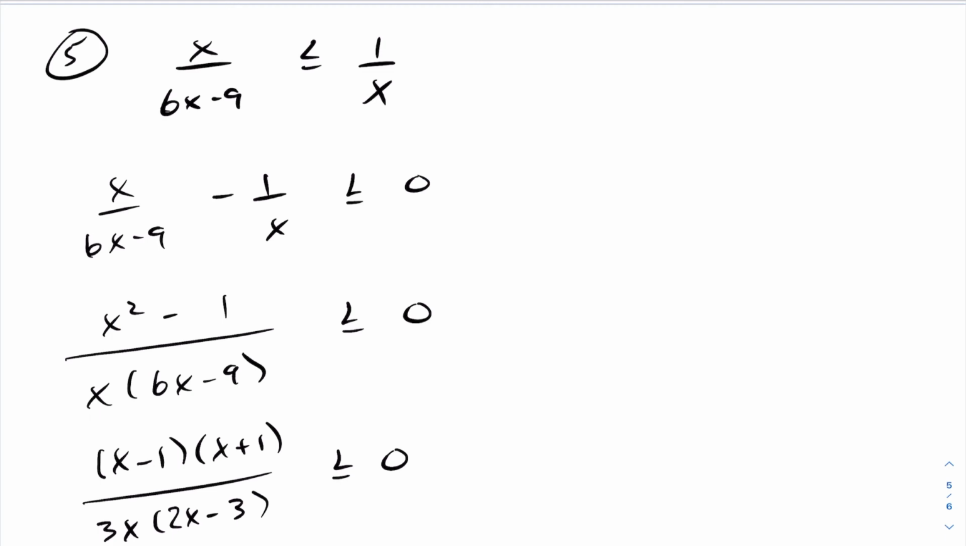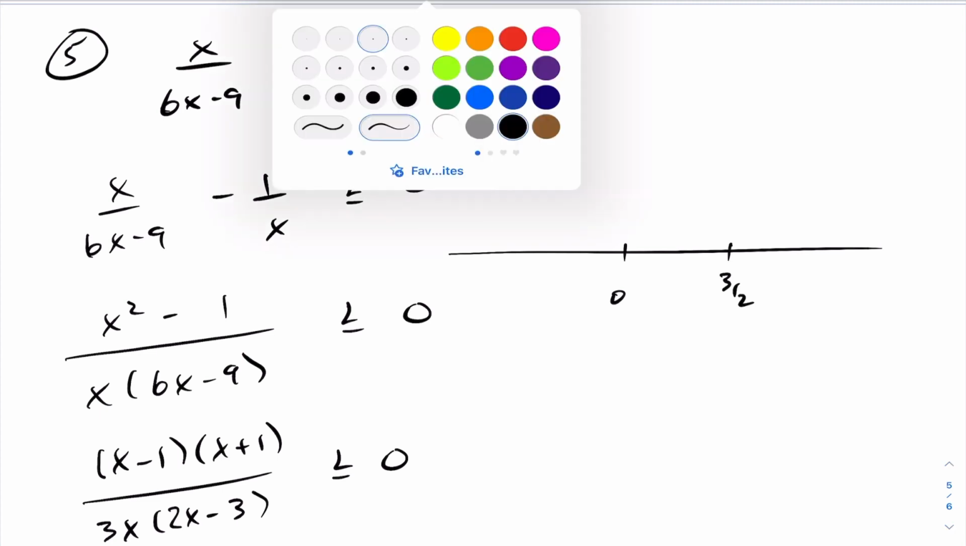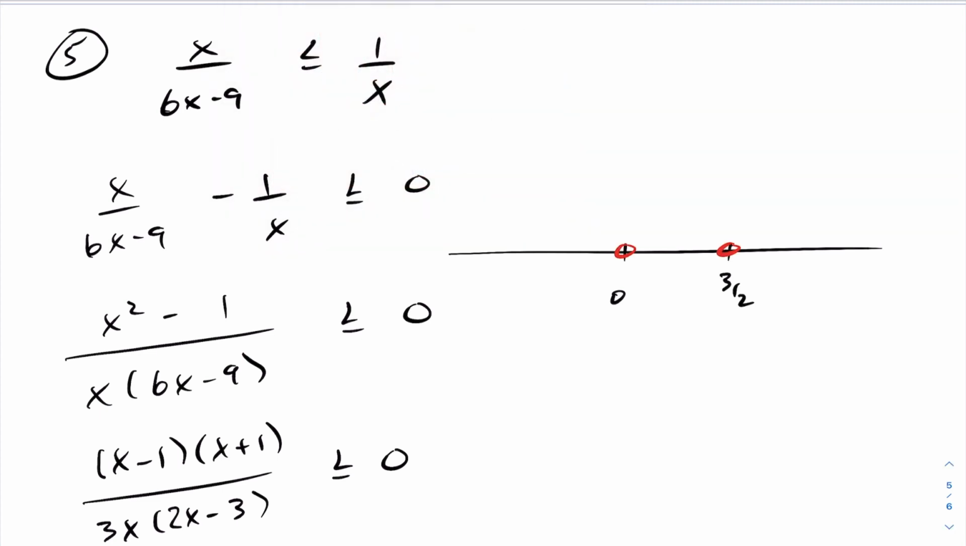So let's go ahead and draw ourselves a number line. On this number line here, we want to identify the points where the function is undefined. That's going to be when the bottom is 0. The bottom is 0 at 0 and 3/2. So let's mark those off. And again, I'll put an open circle on those to remind us that it is undefined there. The other values here are at -1 and 1. So at this point here, we want to know when is this less than or equal to 0.